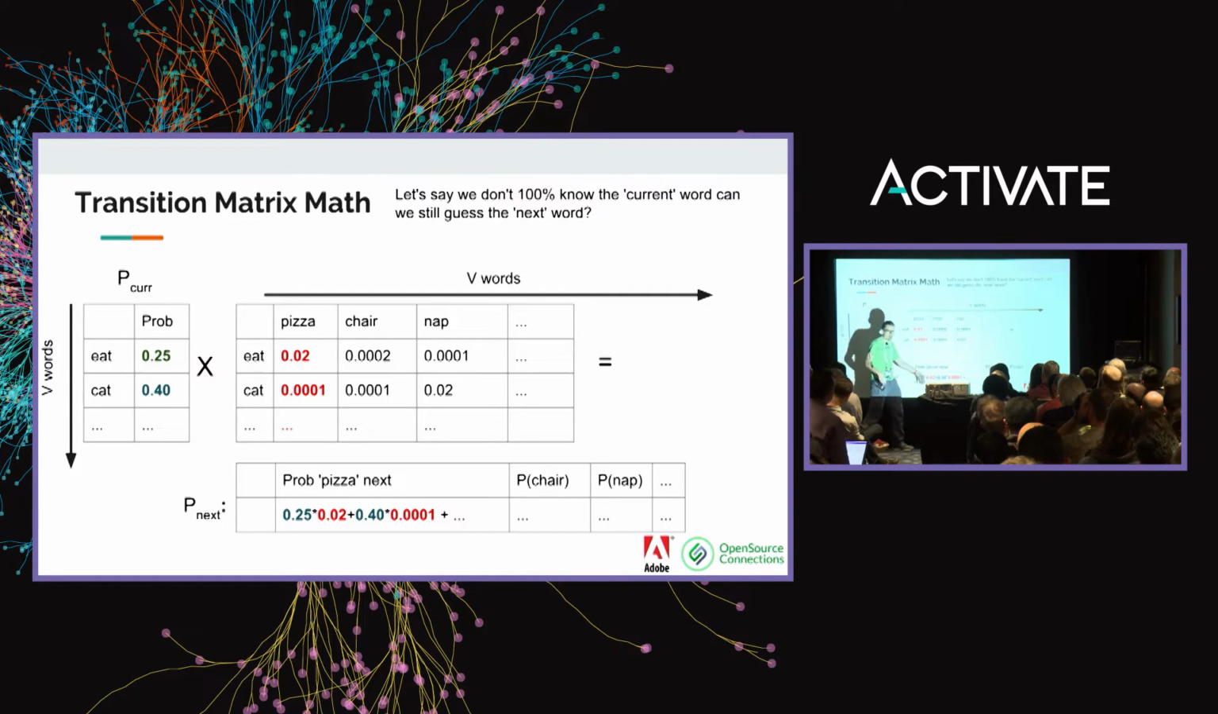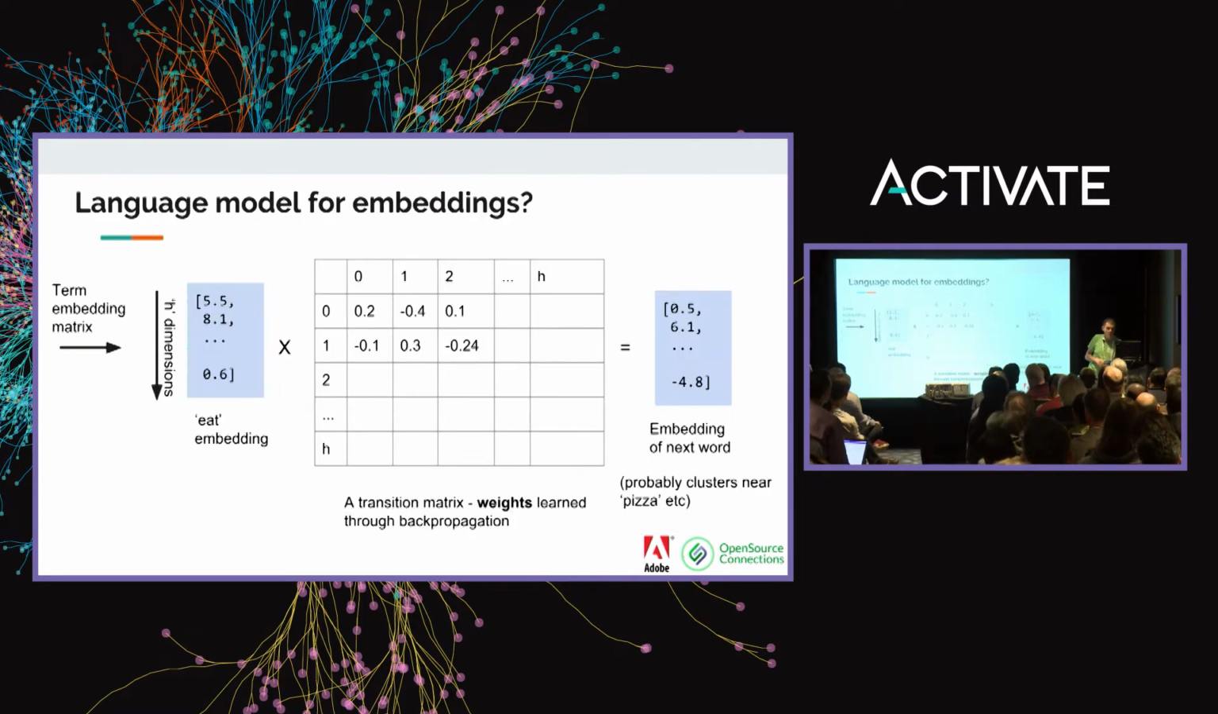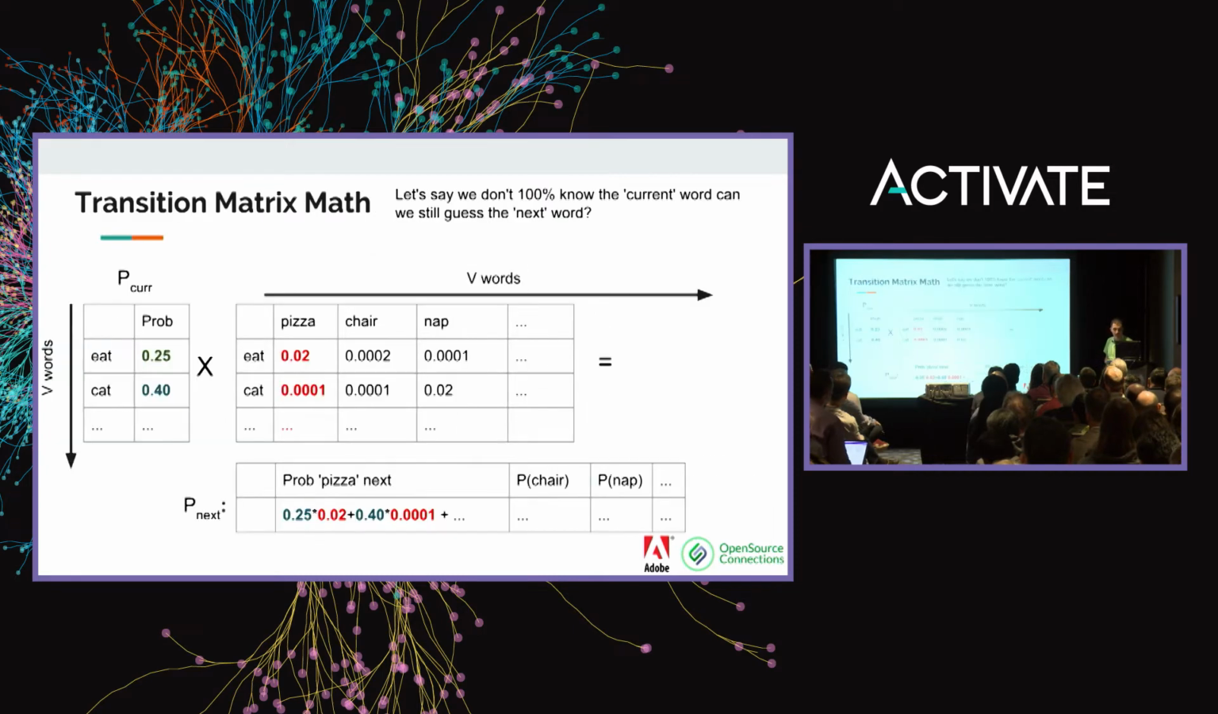And all this is just probability. We get down here and we can say, okay, with some probability distribution of the current word, we can get a probability distribution of the next word. So far, so good. And this is just matrix math.